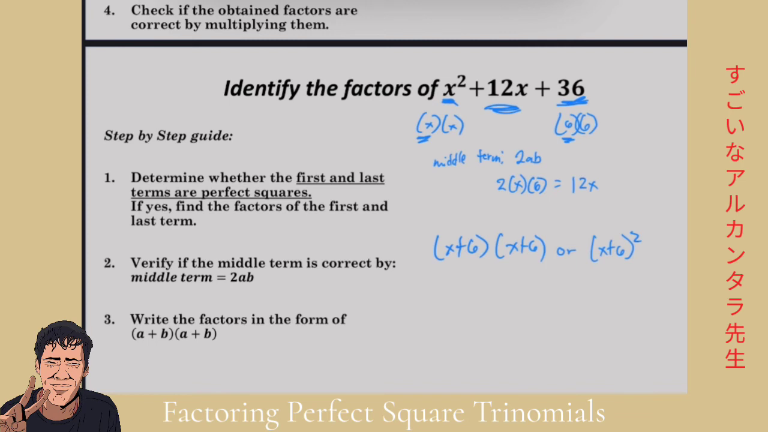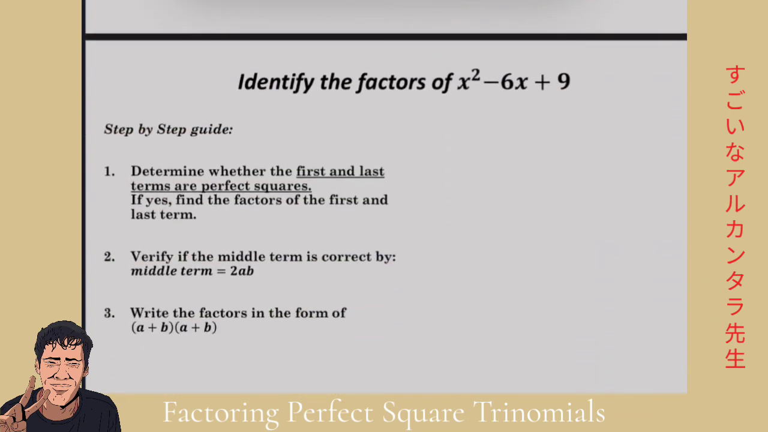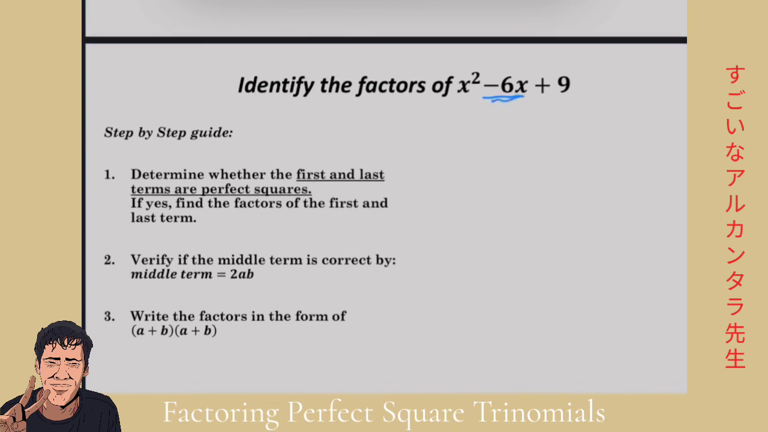To continue, what if the middle term now is negative? It's negative right here. Okay? So therefore, let's look at our first term, x squared.